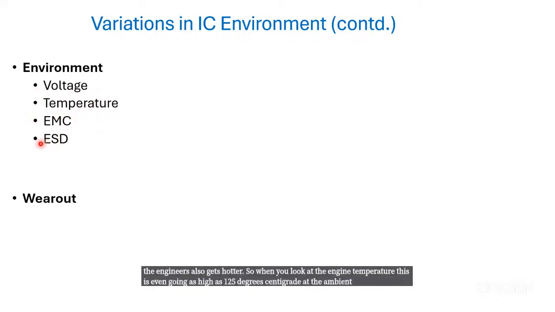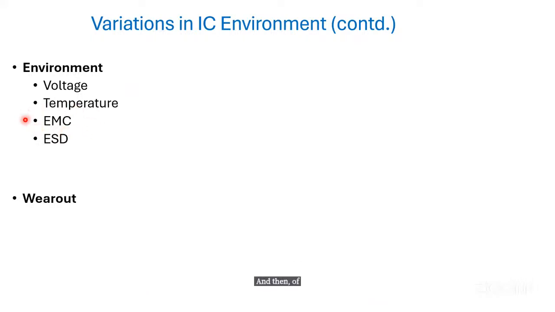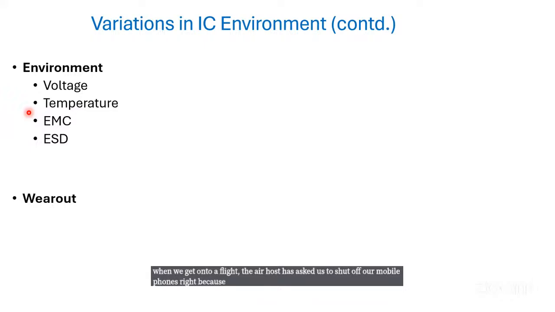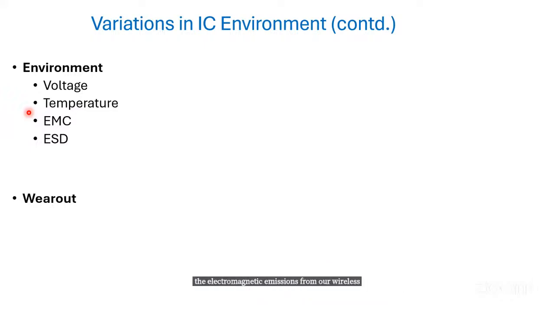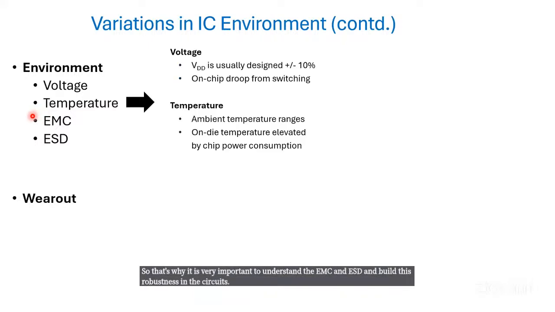And then, of course, electromagnetic compatibility. For those of you who don't know what EMC is, this is basically the electromagnetic compatibility. This is the reason why when we get onto a flight, the air hostess asks us to shut off our mobile phones, right? Because of the electromagnetic emissions from our wireless transceivers, especially with 5G coming into play, it's going to be even more stringent in terms of EMC. So that's why it is very important to understand the EMC and ESD and build this robustness in the circuits. So yeah, a little bit on this.